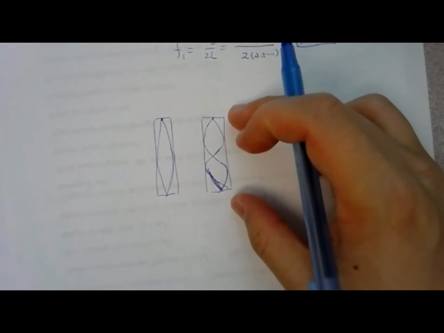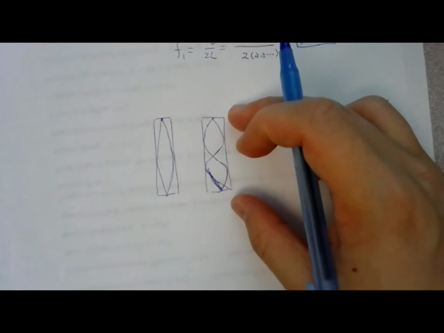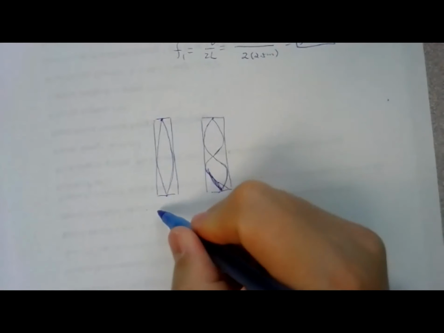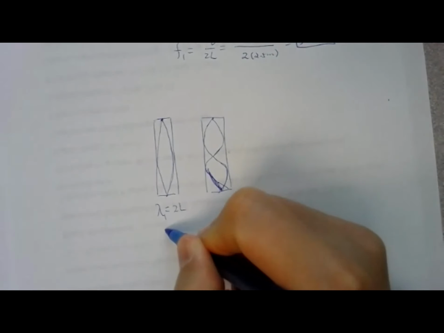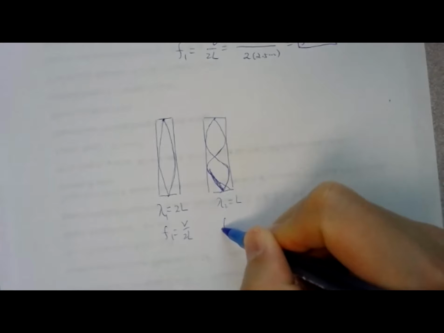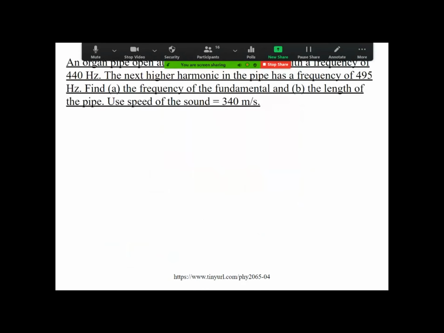So for both ends closed, the possible scenario is similar to both ends open, okay? So the fundamental wavelength will be 2L, and the frequency will be V divided by 2L, okay? And then the second one will be equal to L, with F2 being 2V divided by 2L, basically, okay? So then first harmonic, second harmonic, higher harmonics, etc. Okay? So if you have both ends open, it's the same scenario as if you have both ends closed for the air column, okay? All right. Let's take a look at this example here.